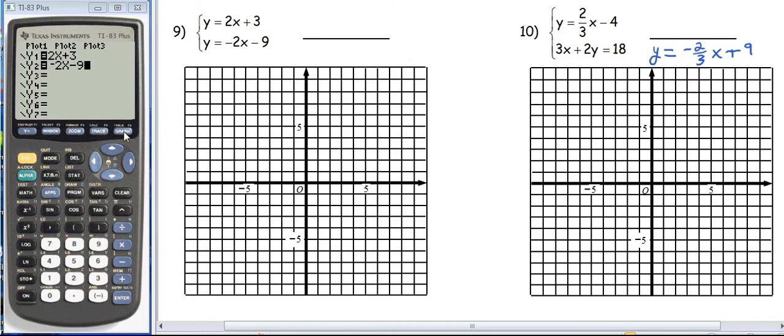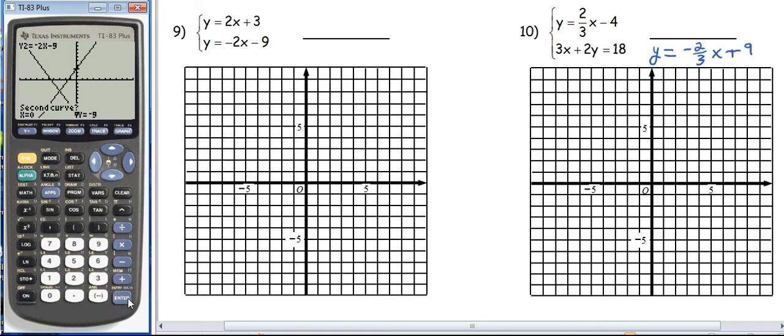So I'm going to hit graph. I can see my intersection. So now I hit second trace. I'm going to press the number 5. Now here is my first equation, y1 equals 2x plus 3. First curve, so I'm going to hit enter.